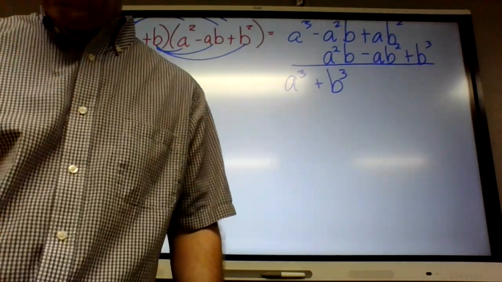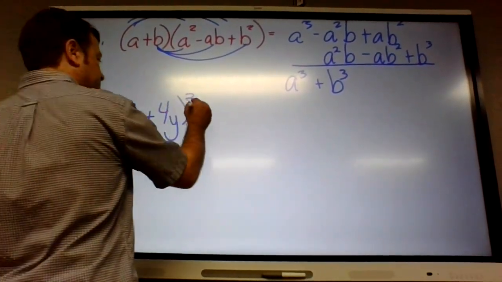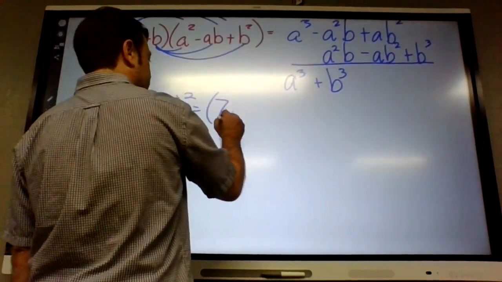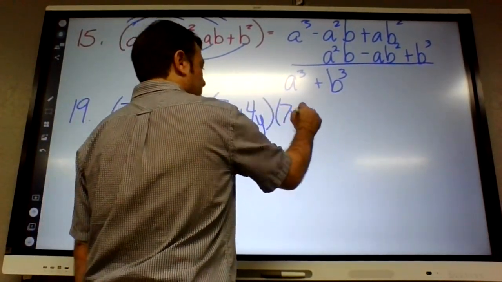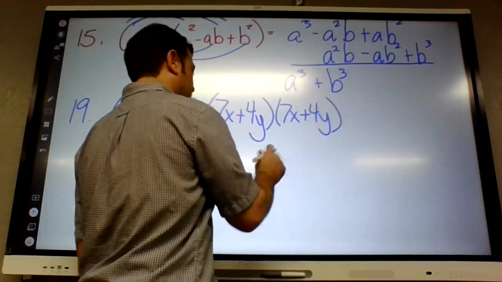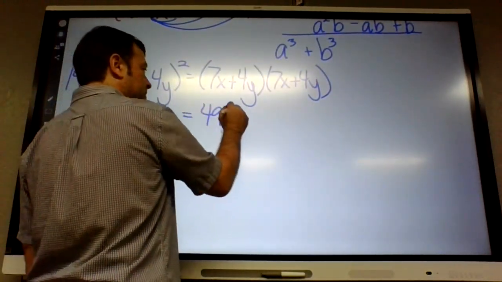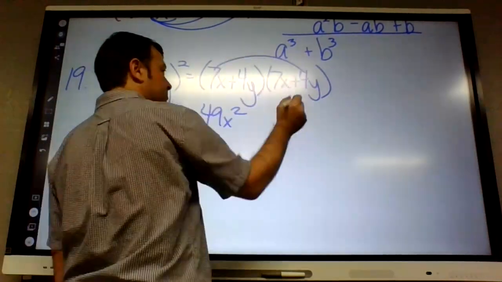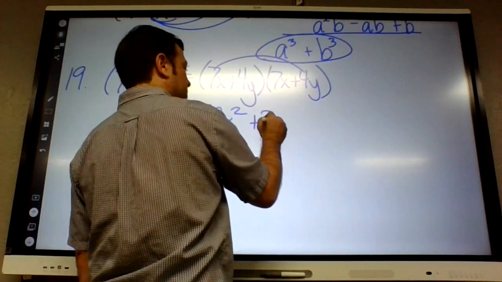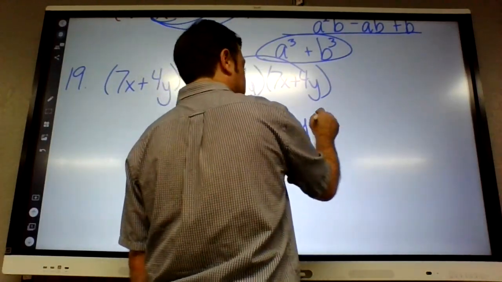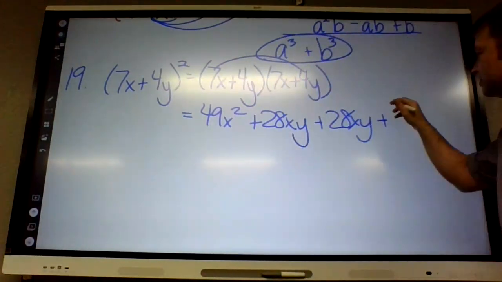Okay, 19. Caden, how are we going to set this one up? 7x plus 4y times 7x plus 4y. Okay, so we're back to foiling again. What would the first be? 49x squared. Outside, and then that'd be 28xy. 28xy inside, 28xy again, and then 16y squared.